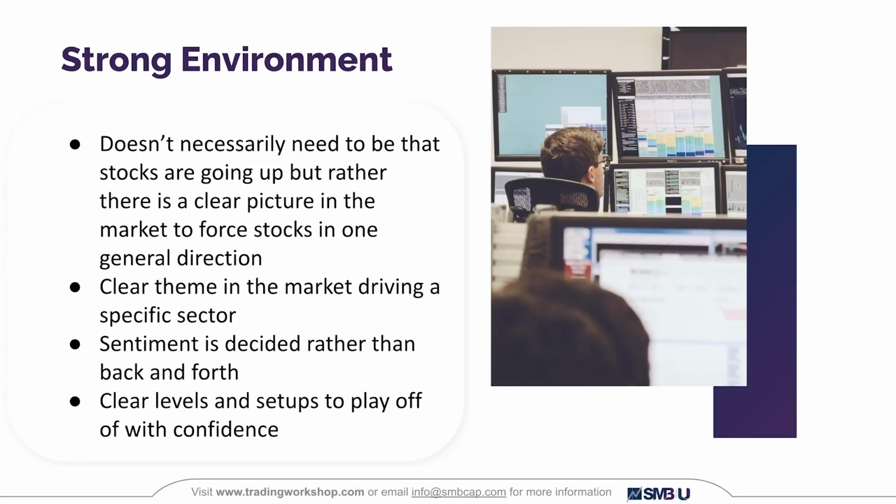So in a strong environment, what we mean by that is not necessarily that stocks are going up, but rather there's a clear market force that is pushing a general direction for stocks. In my opinion, a strong environment for trading would be if we have a clear catalyst that's pushing stocks down versus pushing stocks up. There are clear levels to play off of, clear setups to play off of, a clear catalyst to play off of, and you can trade off of that information.